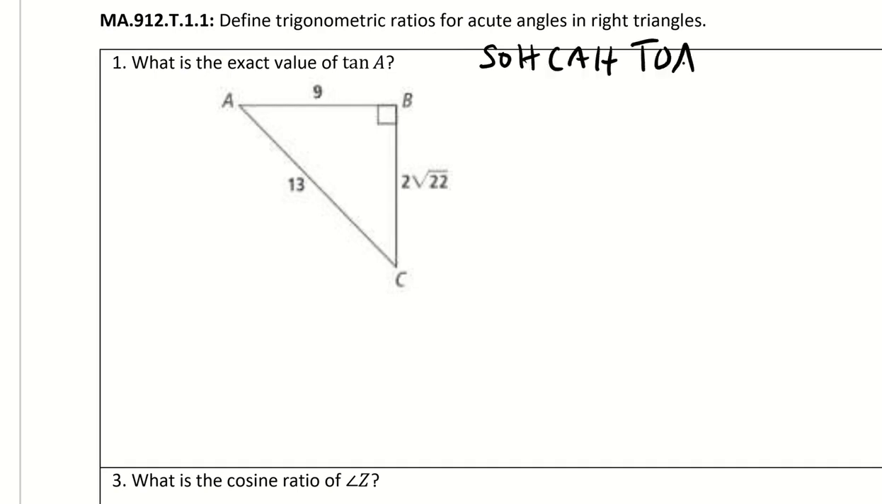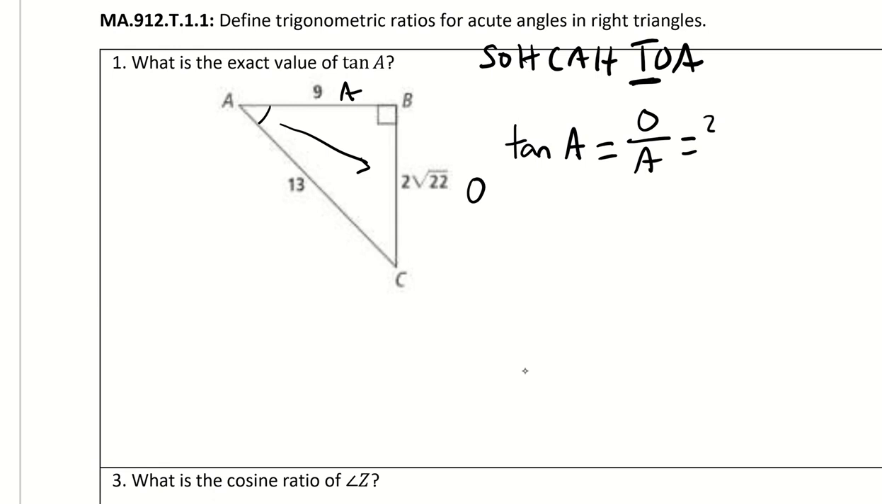SOHCAHTOA. So we're dealing with tangent, which is TOA. Tangent is opposite over adjacent, right? And they want the value of tangent of A. So this is the angle A. So tangent of A equals opposite over adjacent. The opposite side is this guy, and the adjacent side is this guy. So it's going to be 2 square root of 22 over 9. That's it.